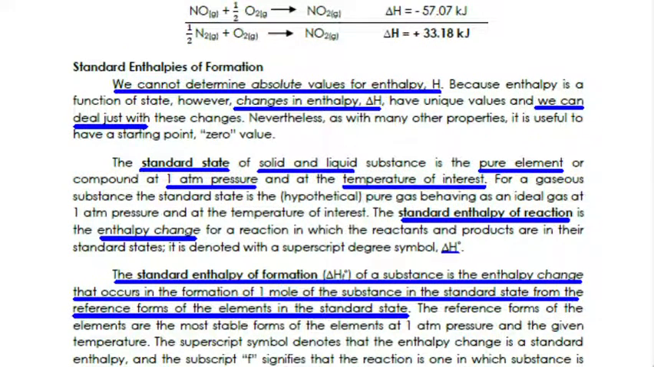So the standard enthalpy of formation, which is denoted with delta H subscript f superscript degree, of a substance is the enthalpy change that occurs in the formation of 1 mole of the substance in the standard state from the reference forms of the elements in the standard state. The standard enthalpy of formation of a pure element in its most stable form is 0.